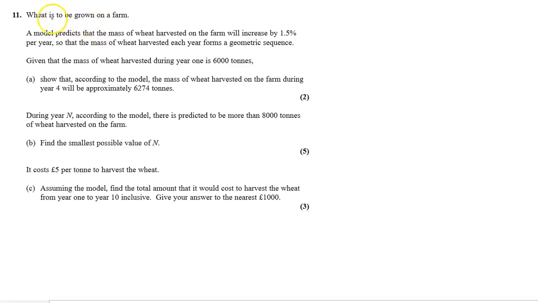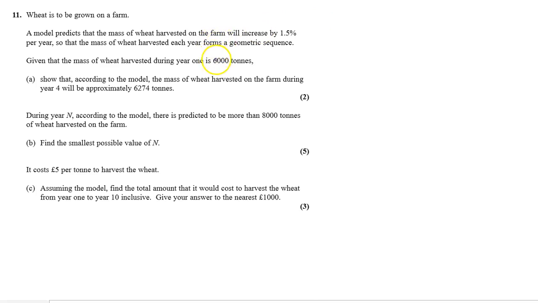C12, May 16, question number 11. Wheat is to be grown on a farm. A model predicts that the mass of the wheat harvested on the farm will increase by 1.5% per year, so that the mass of the wheat harvested each year forms a geometric sequence. Given that the mass of the wheat harvested during year 1 is 6,000 tons, show that according to the model, the mass of the wheat harvested on the farm during year 4 will be approximately 6,274 tons.